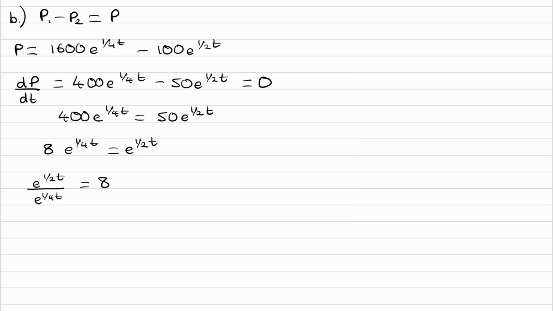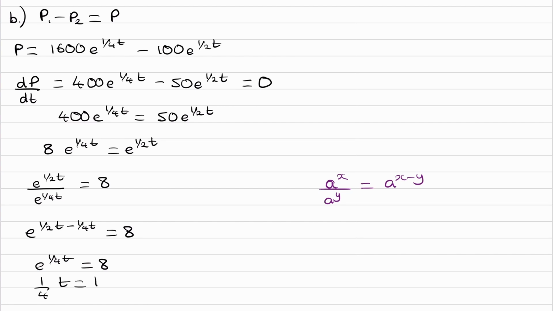On the left-hand side, we can use the rule that if we have a to the power of x all over a to the power of y, then this is the same thing as a to the power of x minus y. So this becomes e to the half t minus a quarter t is equal to 8. Half minus a quarter is a quarter, so e to the quarter t is equal to 8. And then we can take ln of both sides. So we get a quarter t is ln 8. t is then 4 ln 8.